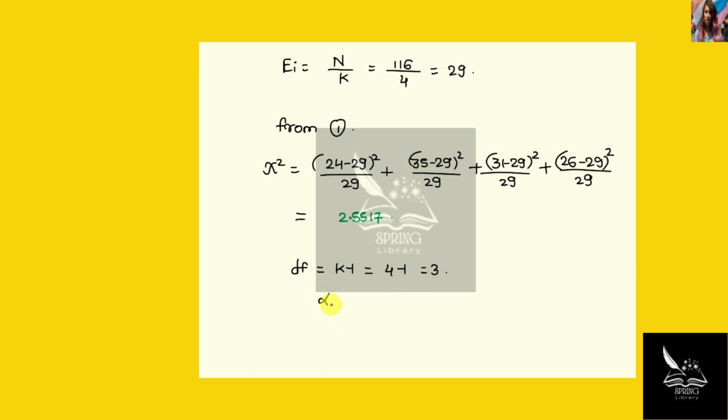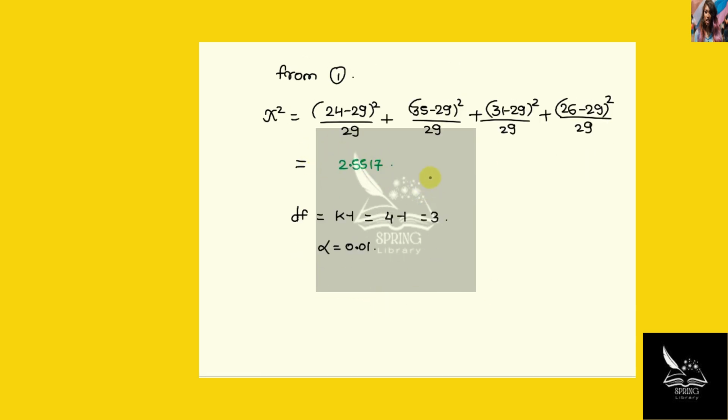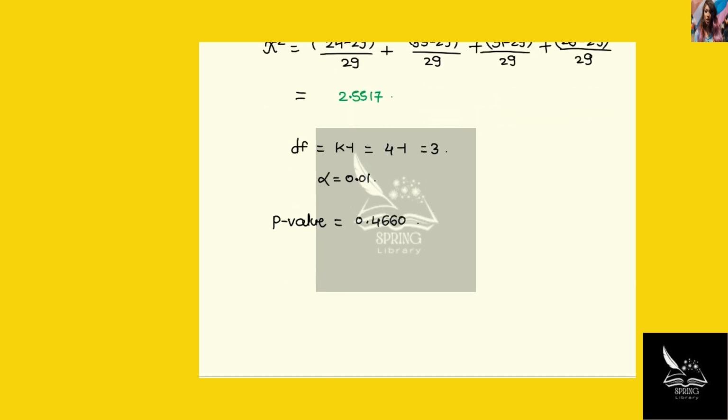Also the significance level alpha is given as 0.01, and at this test statistic value, by using the chi-square distribution table, we get the required p-value equal to 0.4660. Now we know the decision rule: when the p-value is less than the significance level, we reject the null hypothesis H0. Here, since this p-value is greater than alpha equal to 0.01, we fail to reject H0.